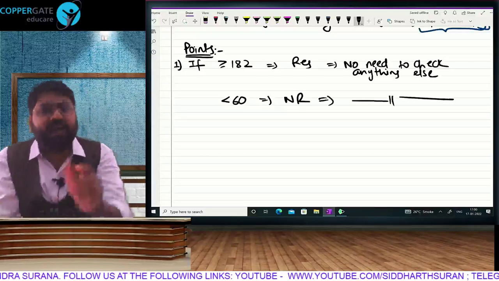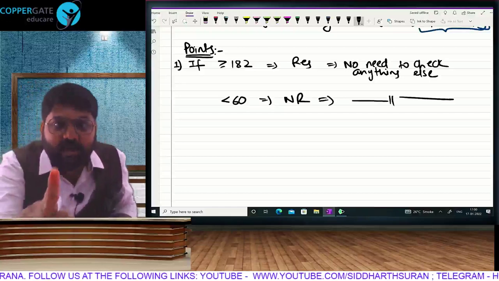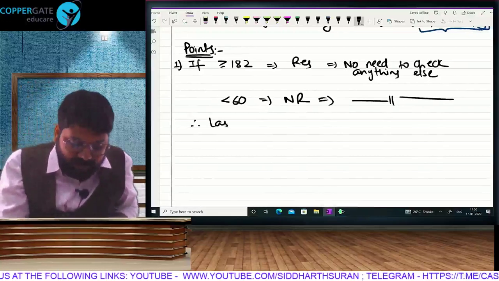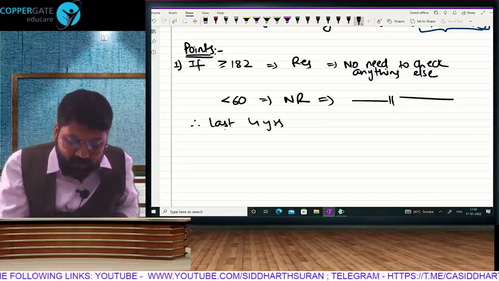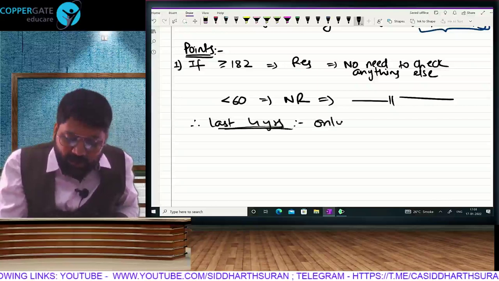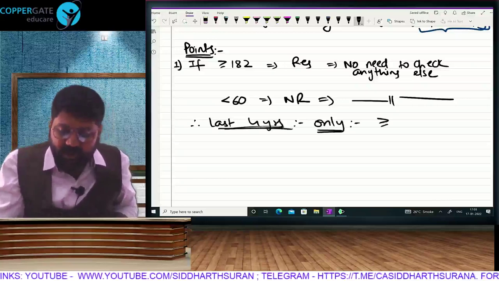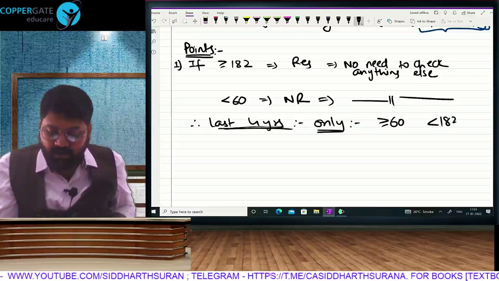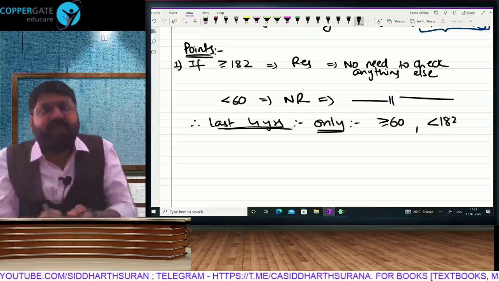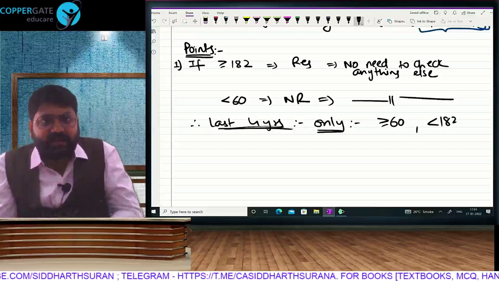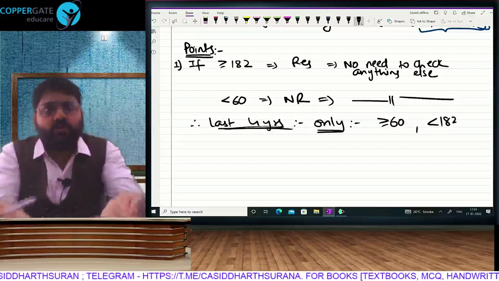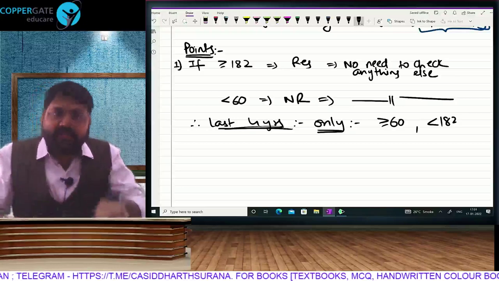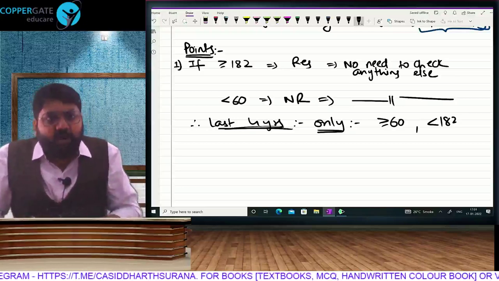Once again, no need to check last 4 years, ladies and gentlemen. What I am trying to make you understand is that we will check last 4 years only if your stay in India is greater than or equal to 60 and less than 182. Only if it is between 60 and 181, we check last 4 years. If it is 182, no need to check. You have become a resident. If it is 59 or less, no need to check. You have become a non-resident.